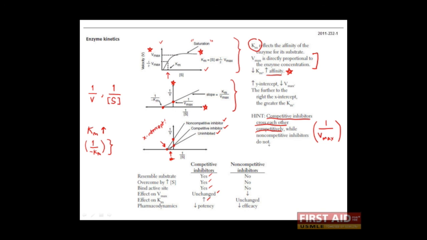Non-competitive inhibitors, on the other hand, show just the opposite. They do not resemble the substrate. They cannot be overcome by high levels of substrate. They do not bind the active site. They result in a decrease in the Vmax, and they have no effect on the Km. We'll reserve an explanation of the pharmacodynamics for later in this lecture when we discuss the terms potency and efficacy.